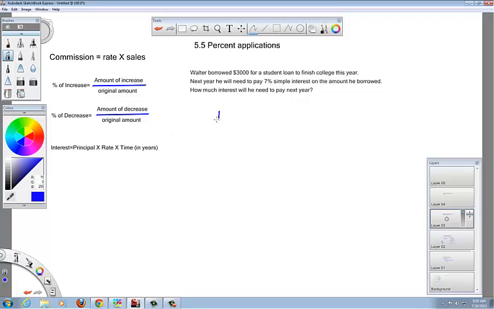Okay, so we got interest equals principal times rate, which is a percentage, times time, which is the amount of time in years. The principal, if you're wondering what that means, is the amount of money. In this case, it's going to be $3,000, times the interest rate, which is 7%, so converting it to a decimal is going to be 0.07.